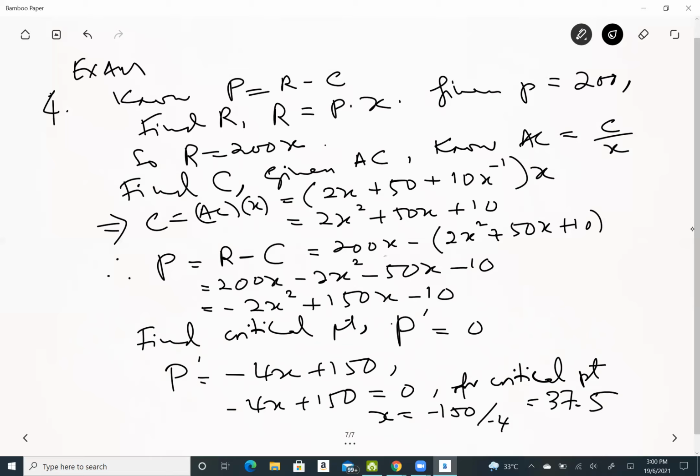And then you want to show that it is a maximum. All right. So for the maximum, you have to do what? You have to take the second derivative. Now P double prime is equal to, since you got P prime is negative 4x plus 150, P double prime is the derivative of P prime, that is negative 4.